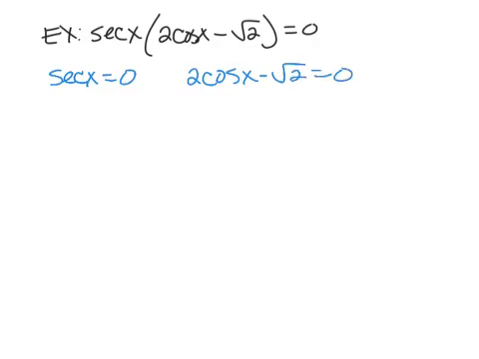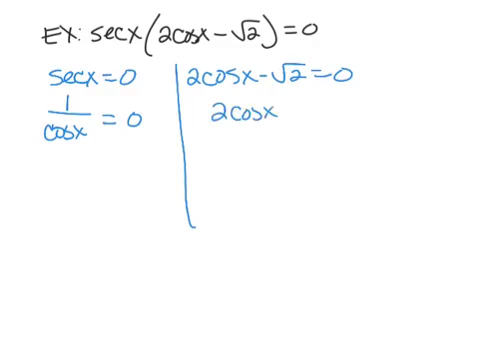Well, secant is the reciprocal of cosine, so 1 over the cosine of x is equal to 0. And then on the other side, I have 2 cosine of x is equal to radical 2, so cosine of x is equal to radical 2 over 2. So the reciprocal of cosine is equal to 0. If you think of the graph of the secant function, you know it never crosses 0. So this one has no solution.